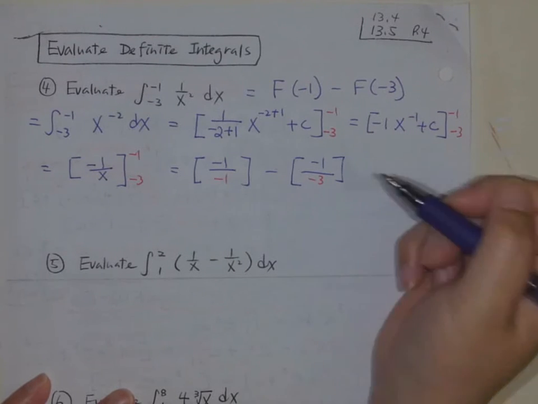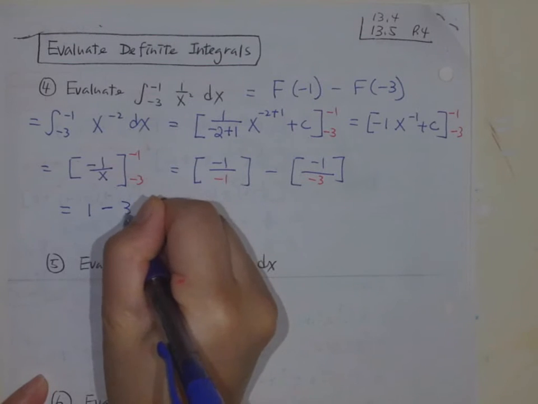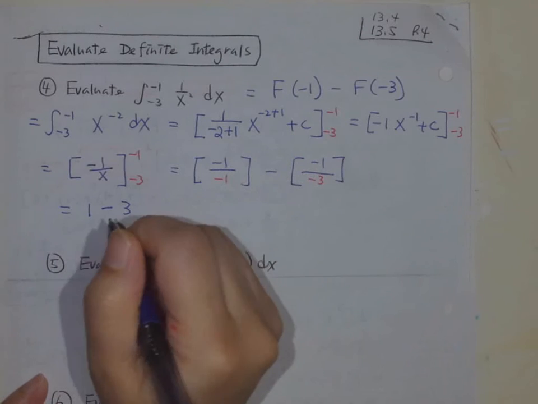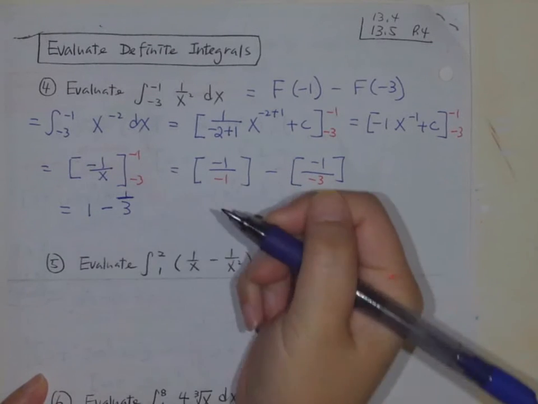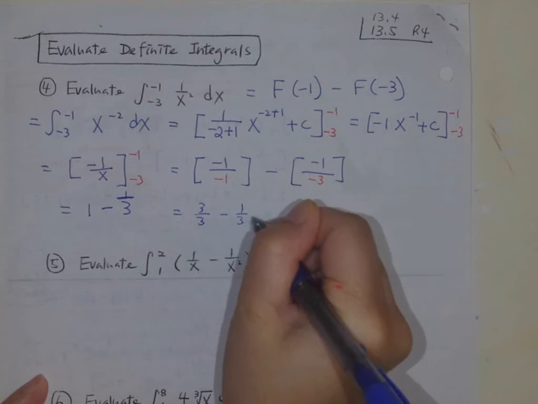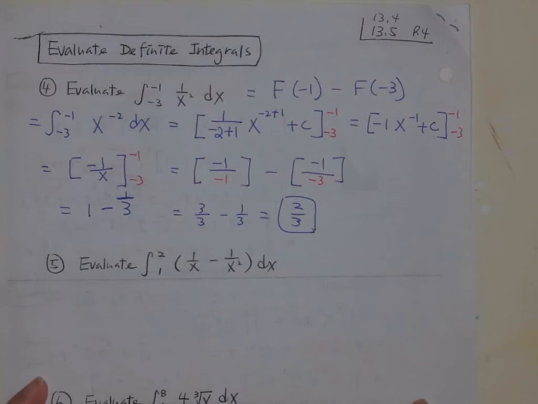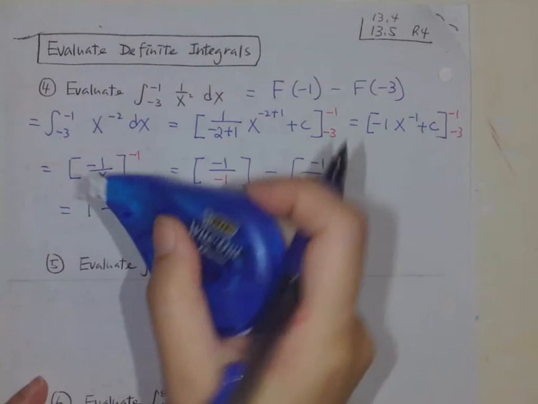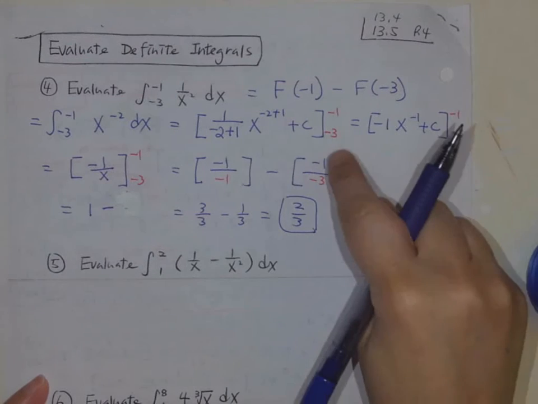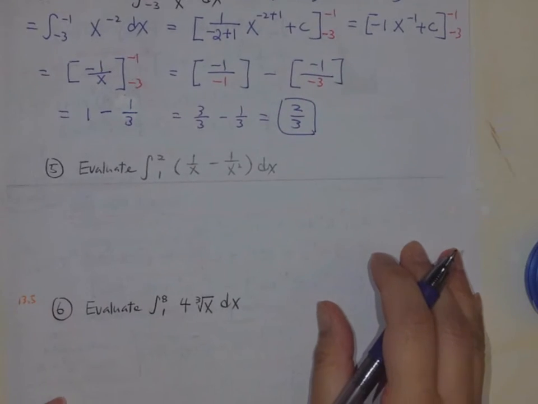Okay, what would that turn out to be? So the first one is 1 minus... hold on, not 3, 1/3. Okay, so that means 3 over 3 minus 1 over 3, right? So the final answer is 2/3. Alright? Let me write this a little bit better. So this is 1 over 3. Okay, hopefully you're okay with that.